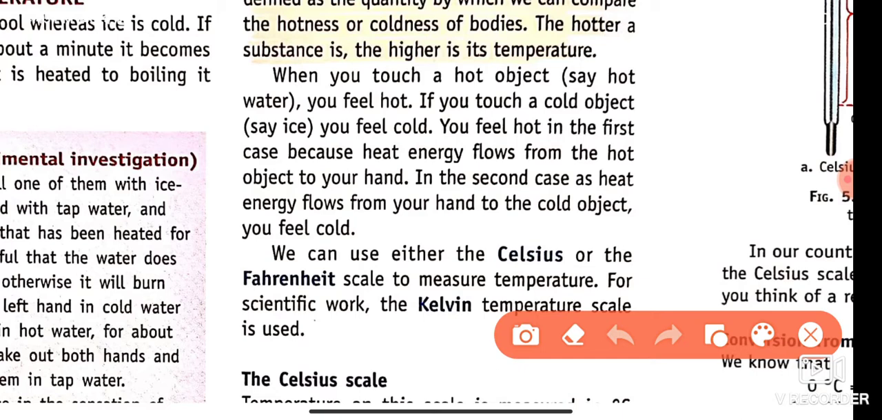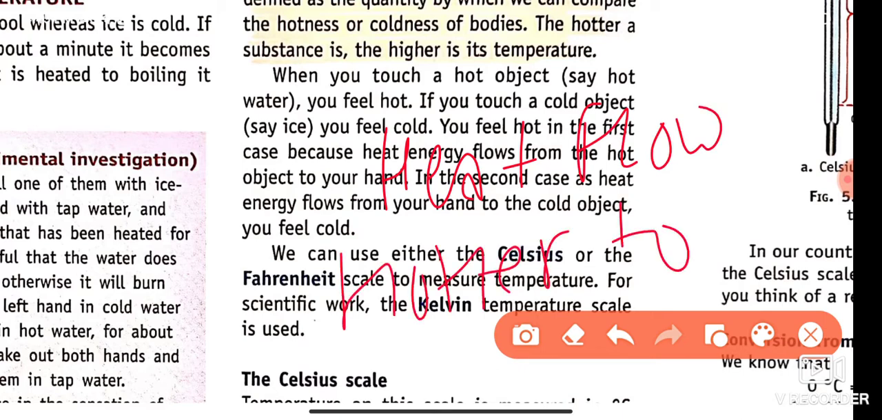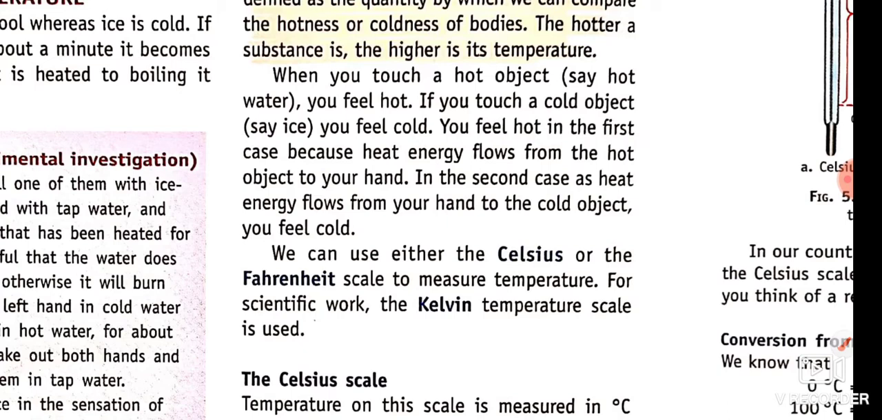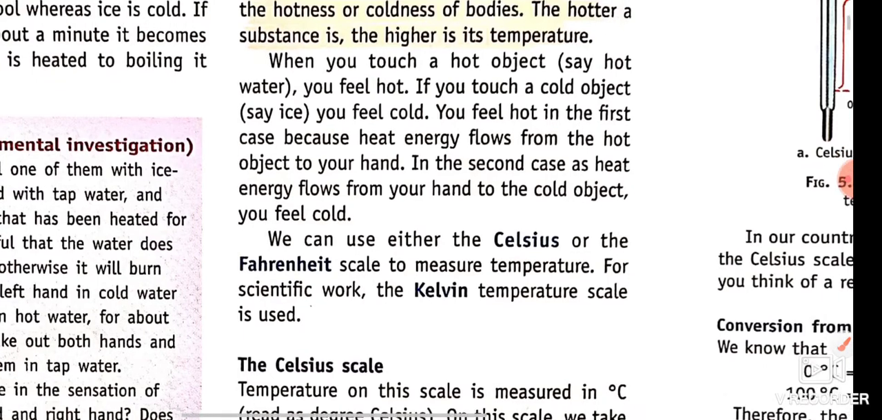We know that heat always flows from a hotter body to a colder body. That's why in the first case, when we touch hot water, our body has a lower temperature and the heat is transferred from the hot water to our body, and we feel hot. In the second case, when we touch a cold object like ice, heat is transferred from our hand to the ice. That's why we feel cold.